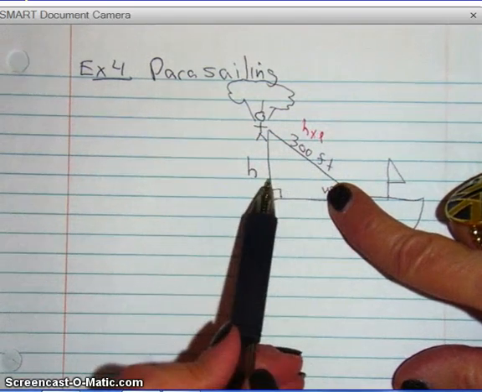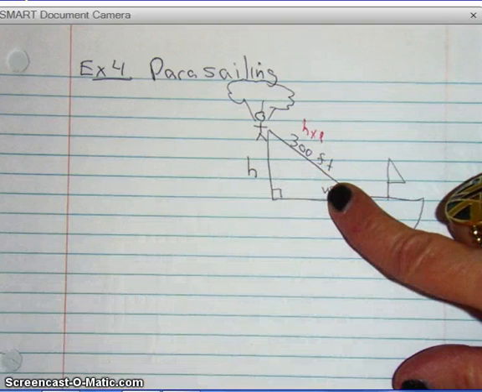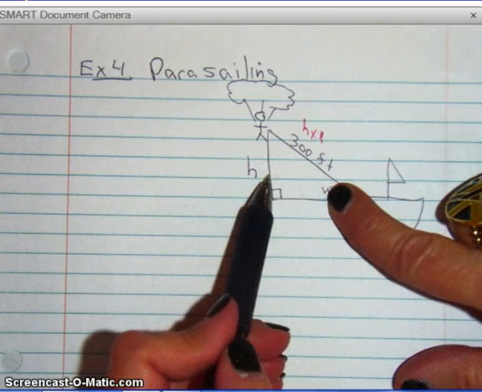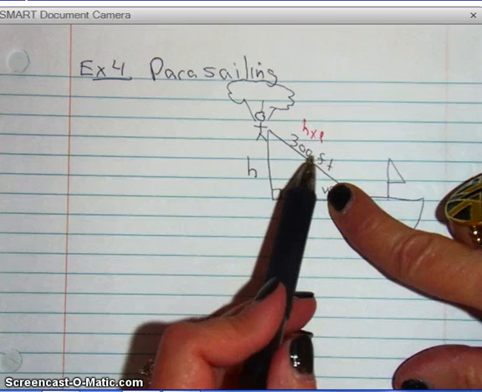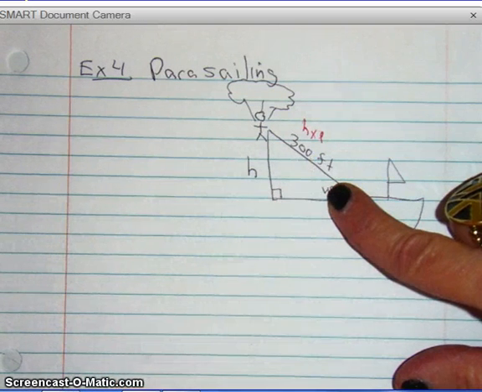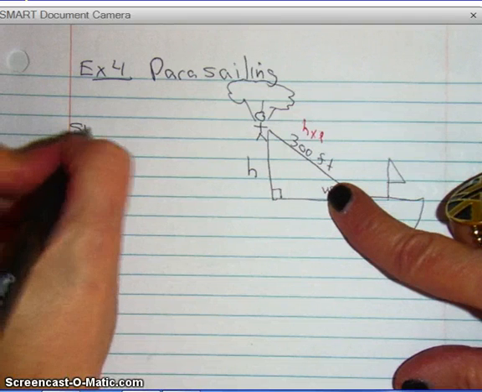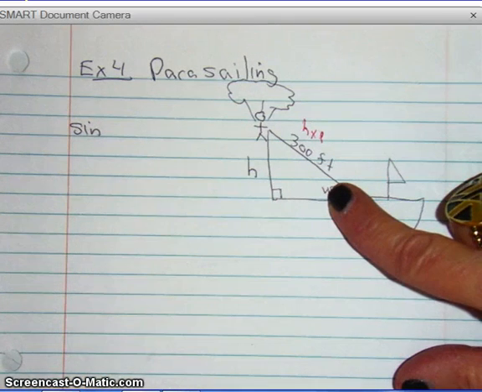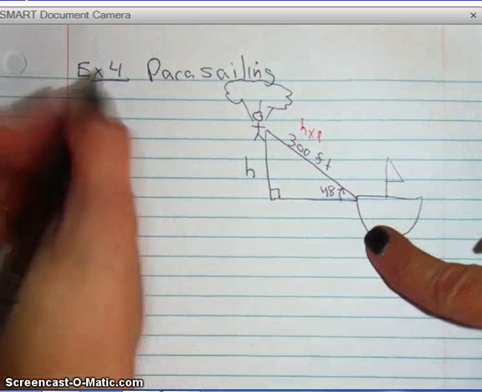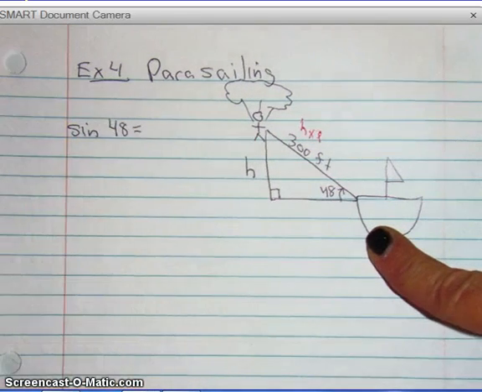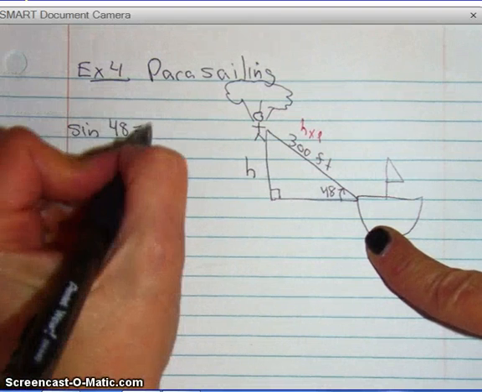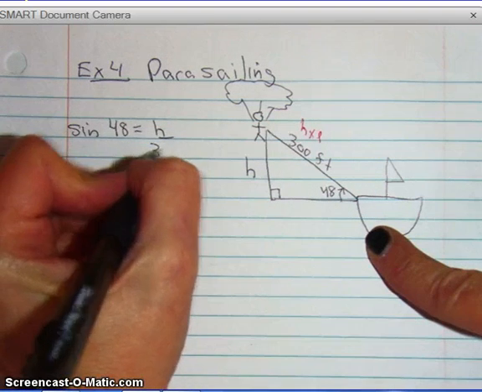From my finger, fill up. We're looking for what word? We know what word. Opposite, adjacent, or hypotenuse. We're looking for opposite, and we know the hypotenuse. So which trig function would you use? Sine, very good. So sine. By the word goes the angle. Always by the word goes the angle. And then Philip said opposite H over hypotenuse 300.